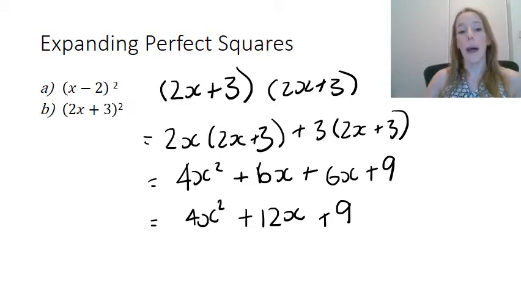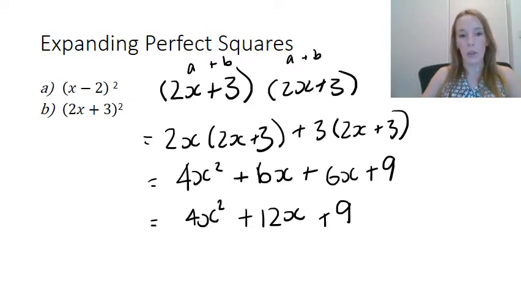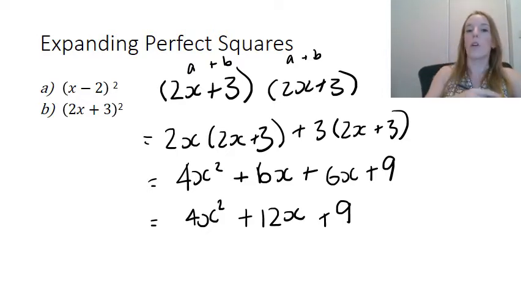And look, we've followed that pattern now again. So our a was our 2x, and our b was our 3. And we can see we followed the pattern. So 2x squared is 4x squared, so that's our a squared. ab would be 2x times 3, which is 6x, and we've multiplied that by 2 to get our 2ab, which is our 12x. And last of all, our b, which was 3, b squared, which is 3 squared, is 9. So we've followed our pattern again. We've got our a squared plus 2ab plus b squared. So we're following that same pattern.